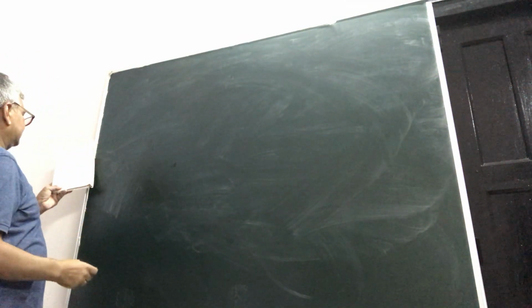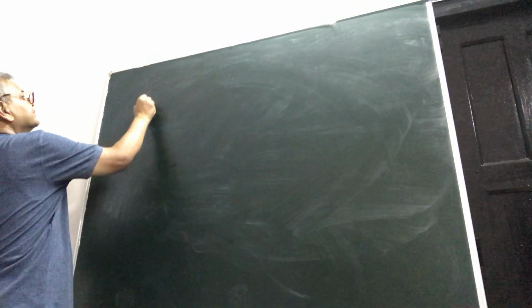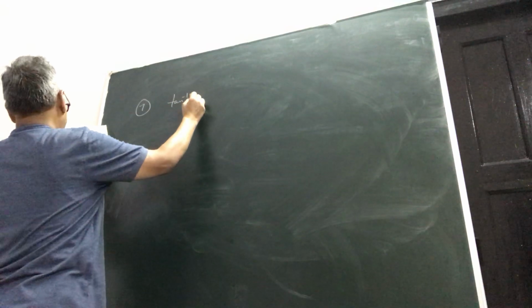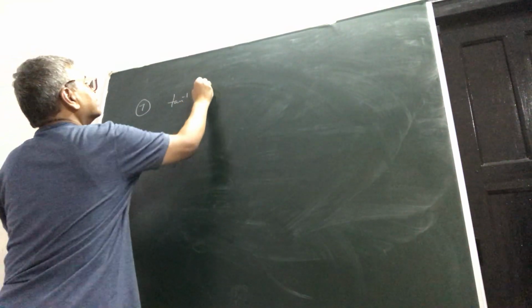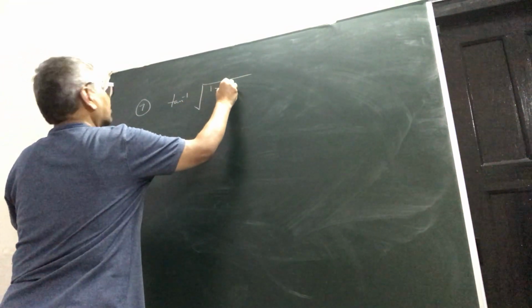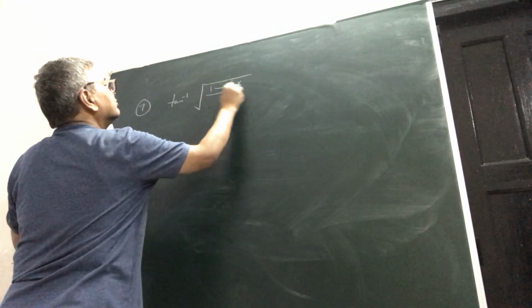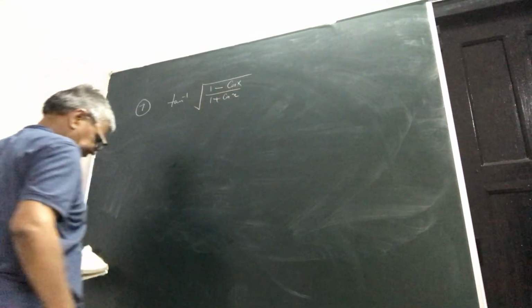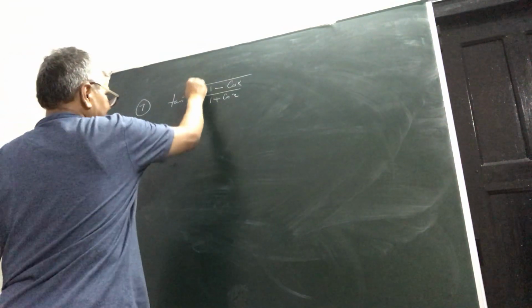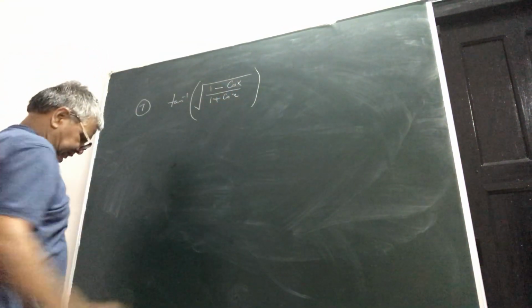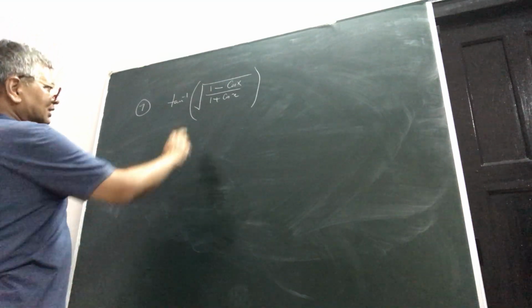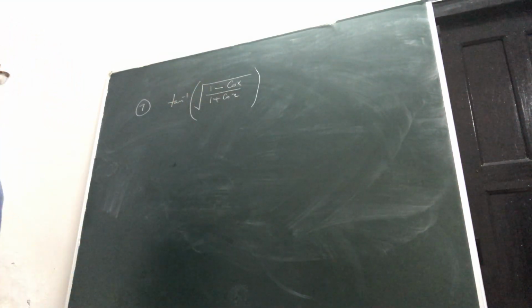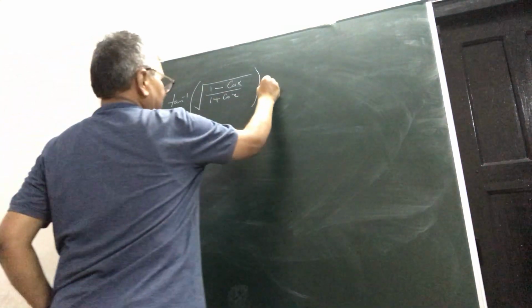Write the following in the simplest form. Question number 7. It says tan inverse of under root 1 minus cos x upon 1 plus cos x. See, if you are good in trigonometry, you can do it. You have to simplify it. So somehow this thing should come within the tan. It should become tan of something.